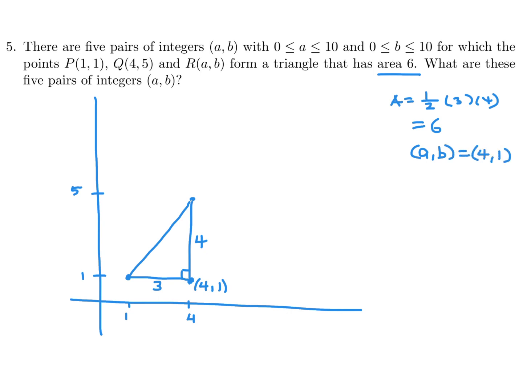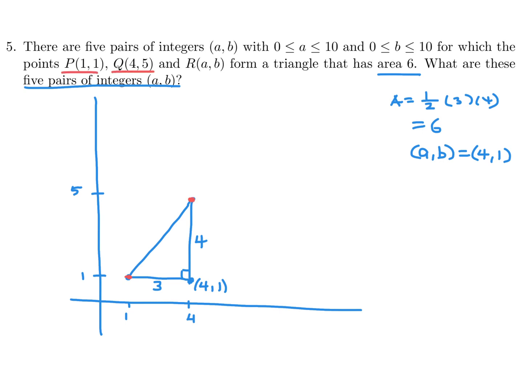Now, what are they saying? They're saying that there's 5 pairs. Okay, so I got one of those 5 pairs, and they want to figure out another 4. Okay. So I think basically these 2 points are fixed, right? Those 2 points are fixed, these ones.